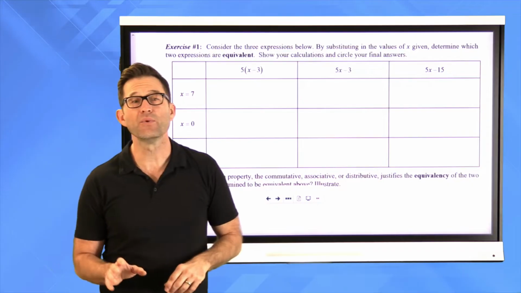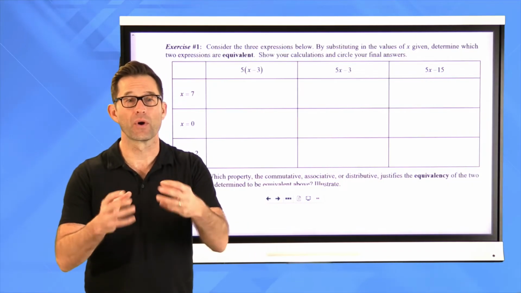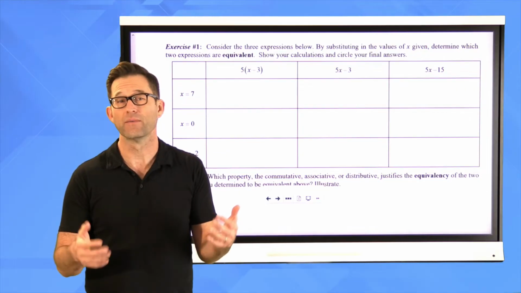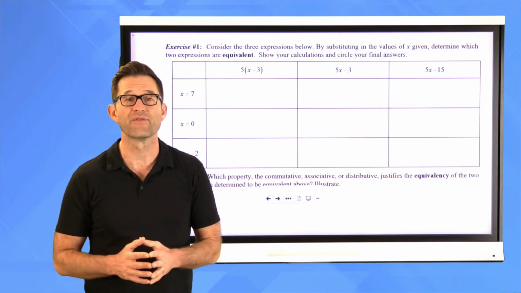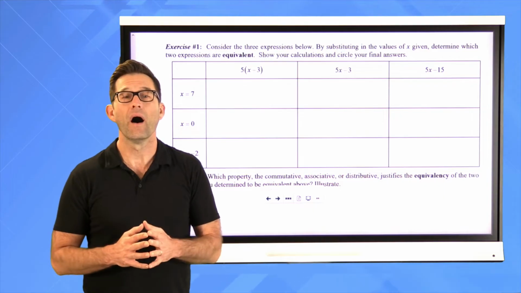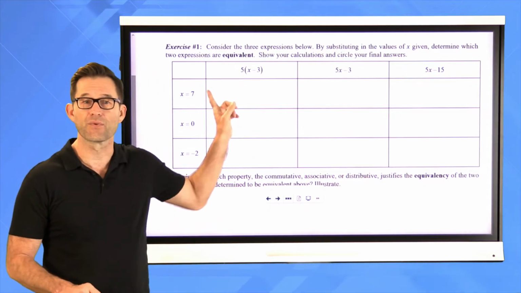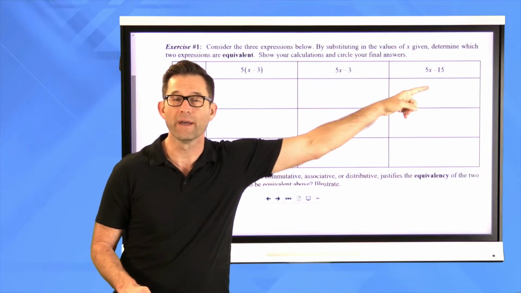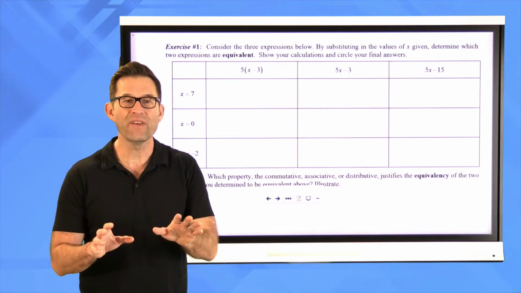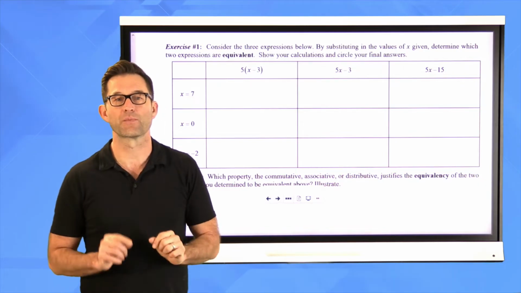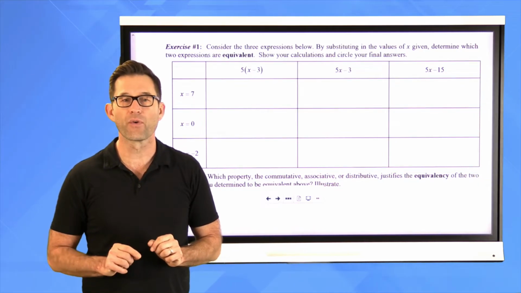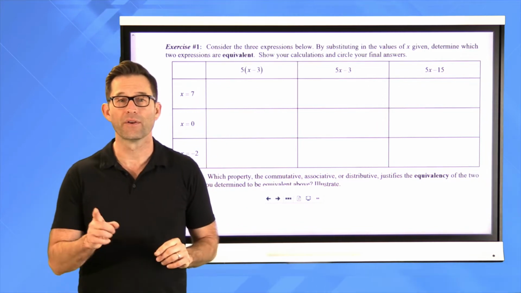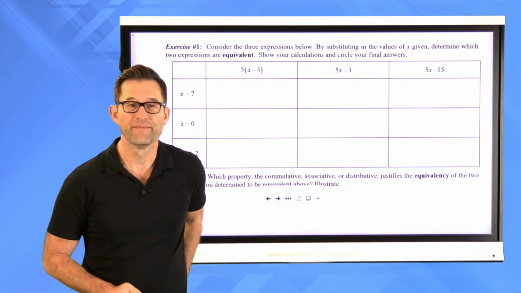Now, really, to establish that two expressions were equivalent, we'd actually have to test every single real value of x, which is impossible. That would take us until the end of time. So what we're going to do is take these three values of x and substitute them into each one of these expressions, and generate some evidence about which two expressions are equivalent. Let's do the first line together, and then we'll have you do the second two values of x on your own. All right, let's go to the board.